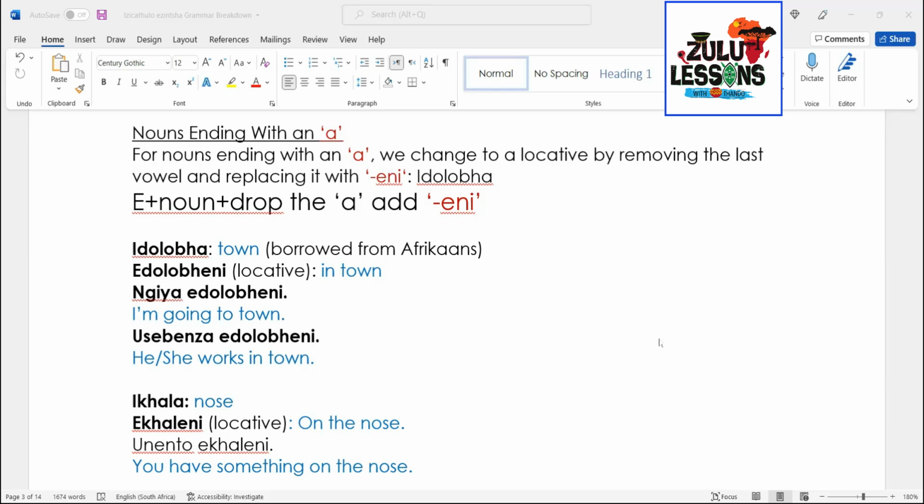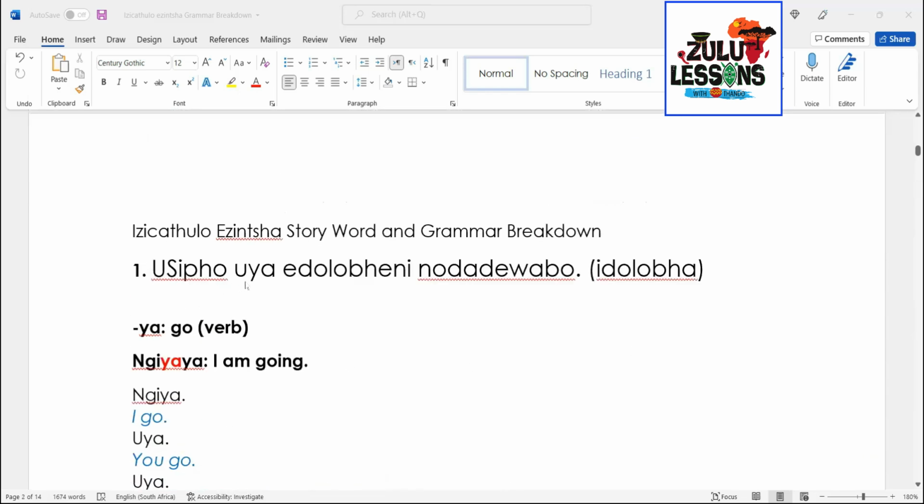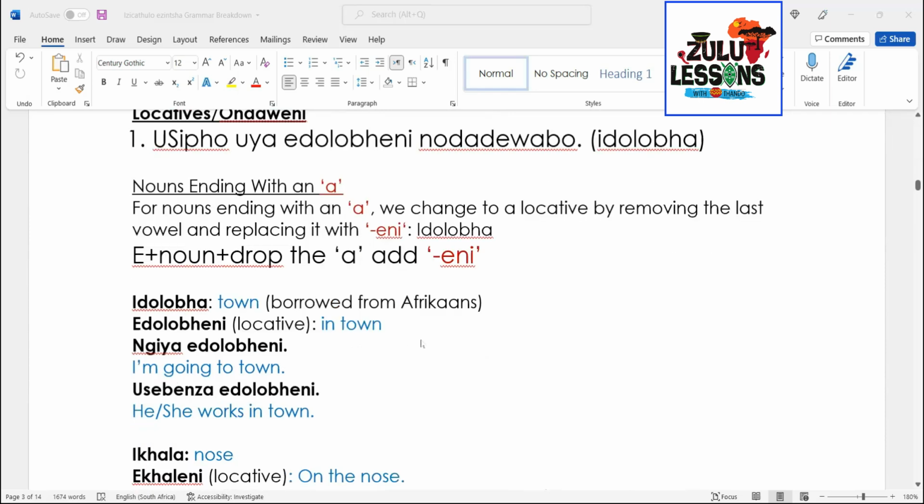Another word that we see here in this sentence is edolobheni. Let's just have a look at it here. Usipho uya edolobheni. No dadewabo. Edolobheni. The word comes from Afrikaans. It's a borrowed word. Afrikaans, if you're outside of South Africa, you might not know that language. Afrikaans is a Dutch Creole that is spoken in South Africa and I believe Namibia as well. So now we have this word from Afrikaans, which means city or town. Dorp. In Afrikaans, dorp. So now we have it here as a locative.